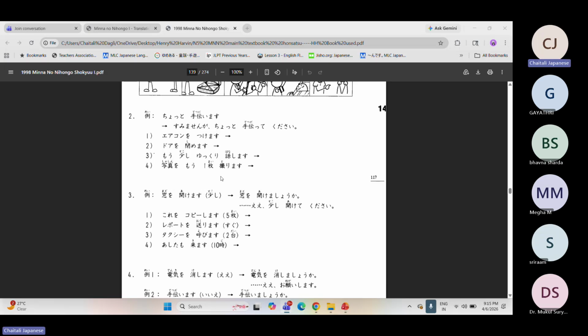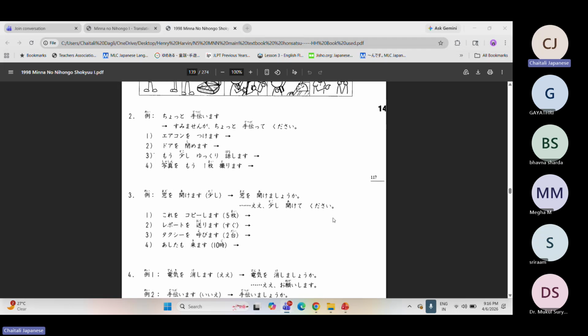Next. Mado o akemasu. Sukoshi. So should I open the window? Shall I open the window? Sukoshi akete kudasai. Yes, little please. Please open the window a little, or please open a little bit. Like that. So again, you are changing this akemasu to mashoka format, and then this verb you are changing to te plus kudasai. So please open.